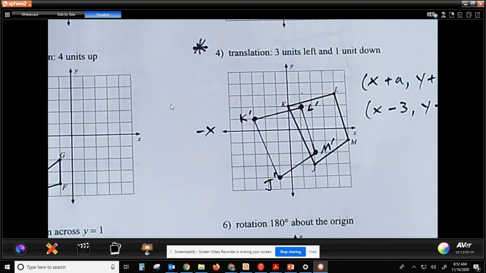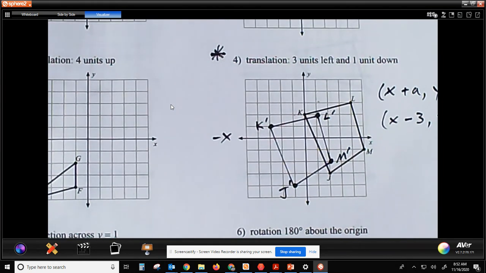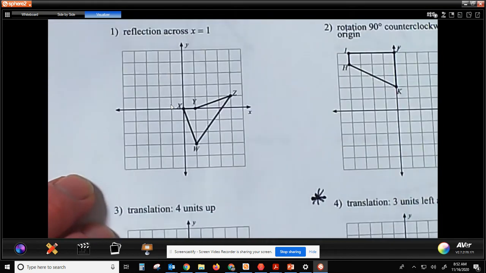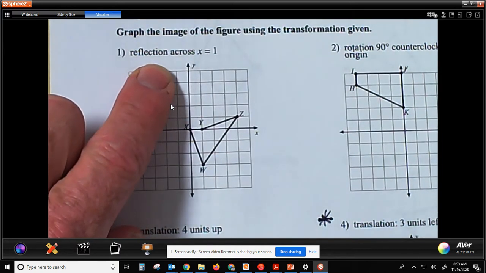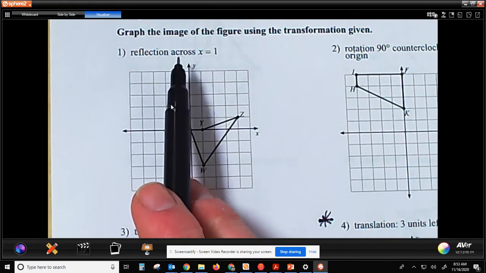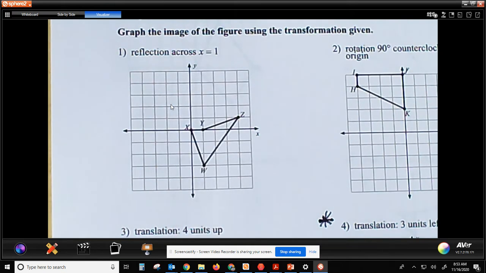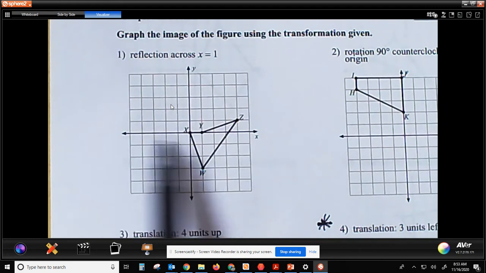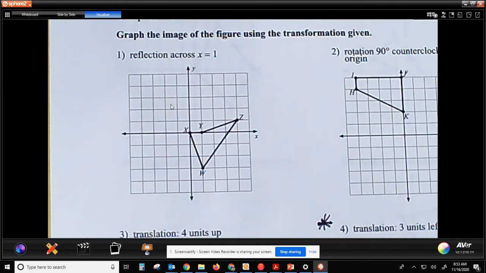Okay. Let's try number 1, which has a reflection, which is second in the order. It's 4.2 in the book. And it says reflection across x equals 1. If all I have is an x, I can only move back and forth, left and right. So first, I'm going to draw my axis.